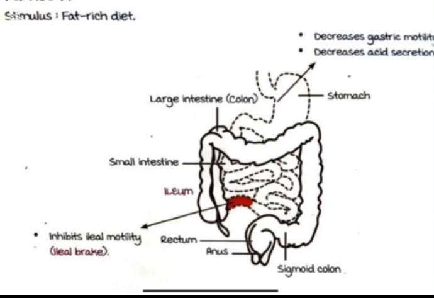Next hormone is peptide YY. Stimulus is a fat-rich diet. It decreases gastric motility and decreases acid secretion. This is in the diagram, you can see it's in the stomach. Peptide YY will bring decreased gastric motility and decreased acid secretion. In the large colon and then in the small intestine, you can see it is inhibiting ileal motility, the ileal brake, in the small intestine, in the ileum.